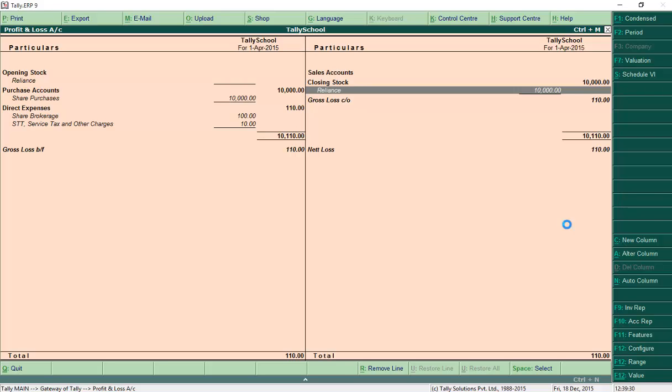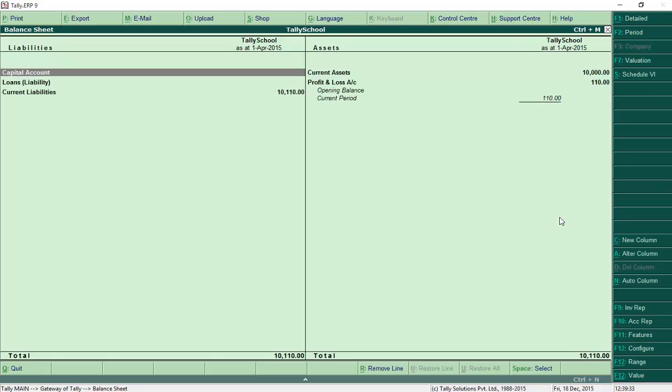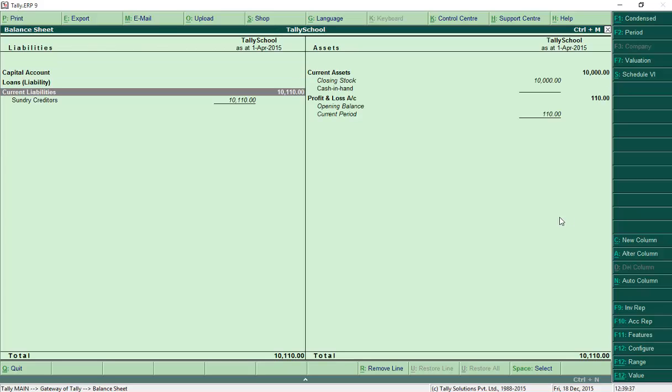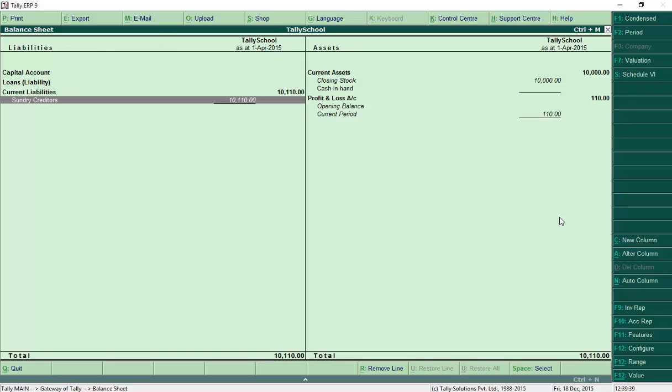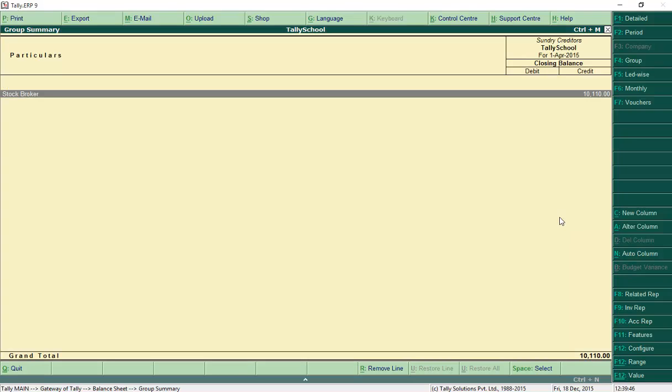So now let's go to the balance sheet and press Alt plus F1. Now, as you can see, under current liabilities, sundry creditors is 10,110, which is our stockbroker. If we go in there by pressing enter, we can see the stockbroker is on the credit side. So we have credited, so we have selected the sundry creditors. It is on the credit side. So for now, it is our sundry creditor, and therefore this stockbroker will show here.